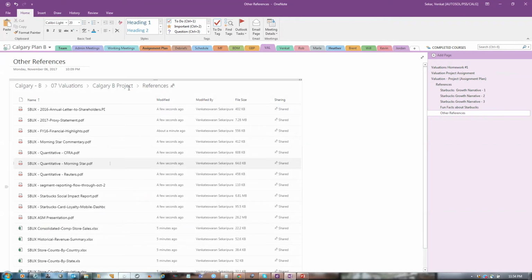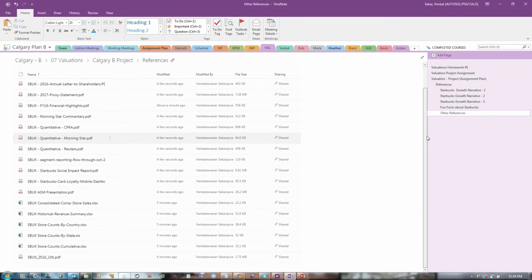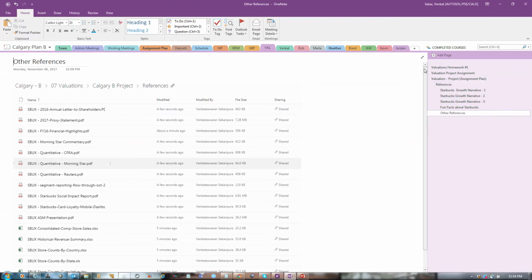So if you go to category B project and under valuations and under references, I've got a ton of materials that I got from the Starbucks investor relations website. Most importantly are the Excel sheets that talk about the store counts per state, and if you have time and if you think you can find some information, just go ahead, dive in. You don't have to browse the internet, everything is here.